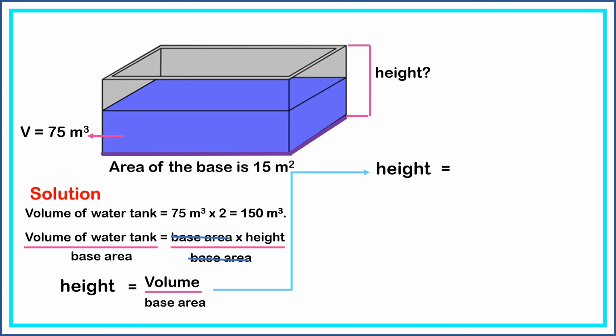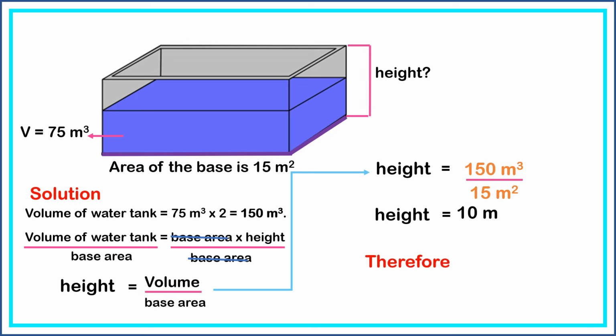Let's solve. Height is equal to the volume of the water tank, 150 cubic meters, divided by the area of the base, which is 15 square meters. Then let's divide. 150 cubic meters divided by 15 square meters, the height is equal to 10 meters. Therefore, the height of the water tank is 10 meters. This is the way how we're going to solve this problem.